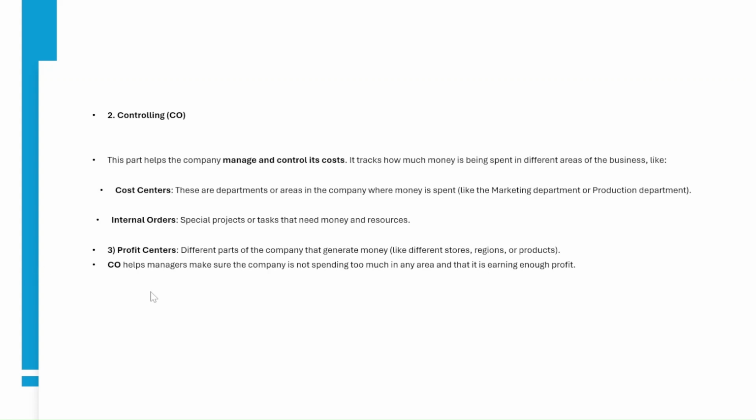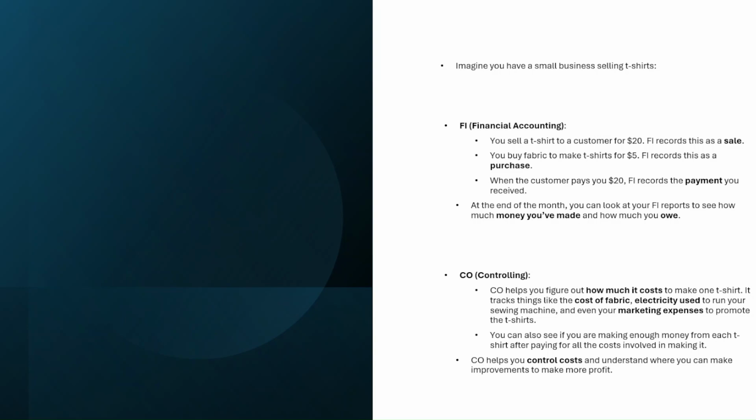CO, what is CO? If I conclude here, controlling helps managers make sure the company is not spending too much money in any area, and that it's earning enough profit. Why are we using CO? Top management must be aware of how much money they are making and how much money they are spending, so that they can do cost cutting and have more and more profit for the company. So that's all about controlling.